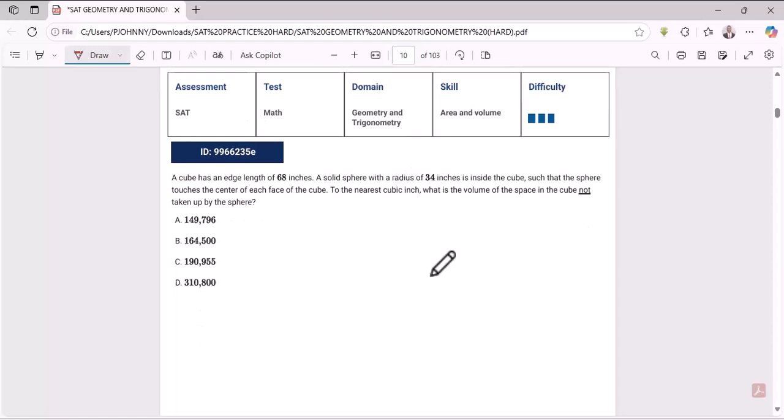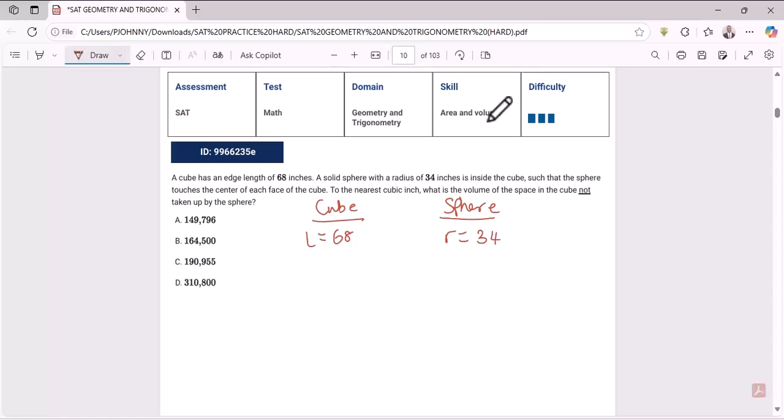Then the next one says a cube has edge length of 68 inches. So this is a cube. Edge length is 68 inches. And a solid sphere with a radius, I think we've done something similar to this. A solid sphere with a radius of 34 inches. So the radius of this solid sphere is 34 inches. So you say a solid sphere with the radius of this is inside the cube. That means the cube is larger, right? The sphere is inside the cube, so that the sphere touches the center of each face of the cube. To the nearest inch, what's the volume of space in the cube not taken up by the sphere?